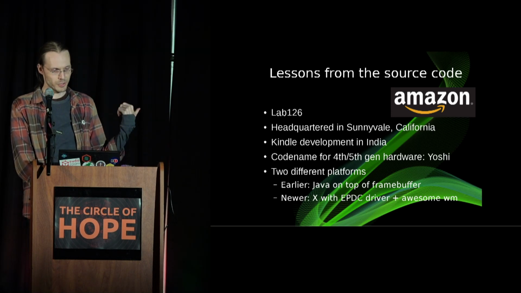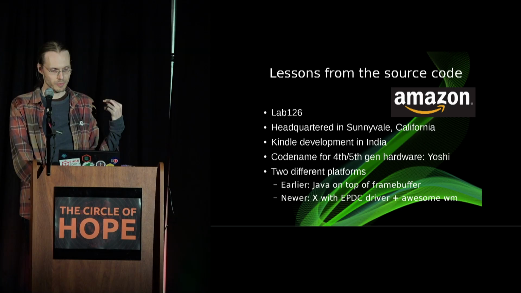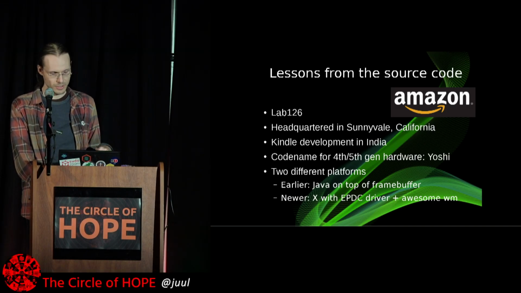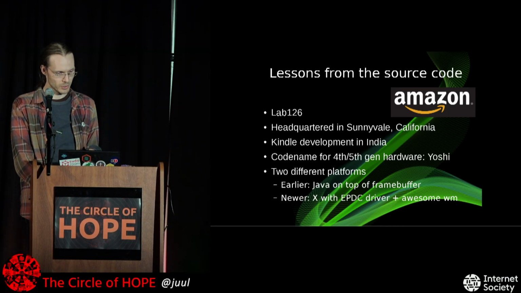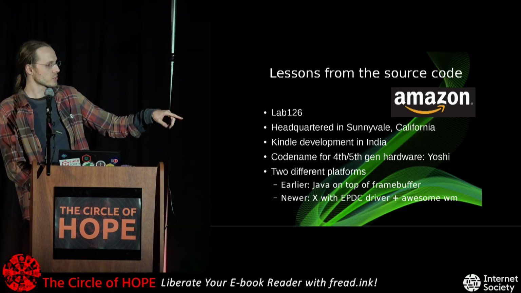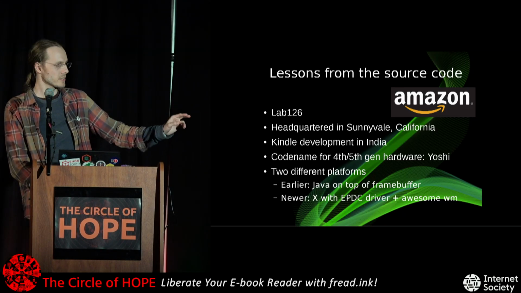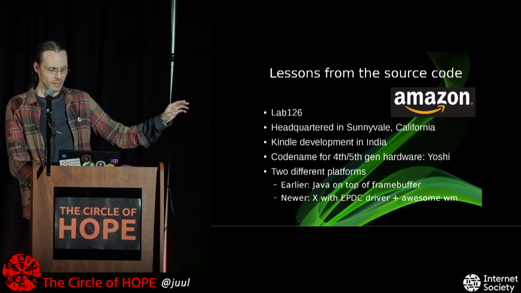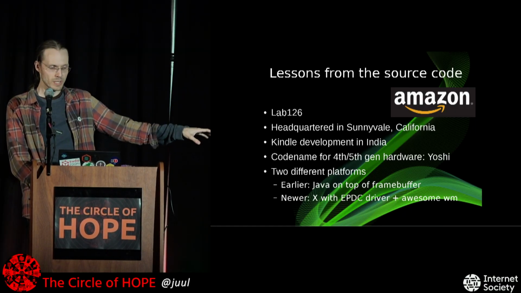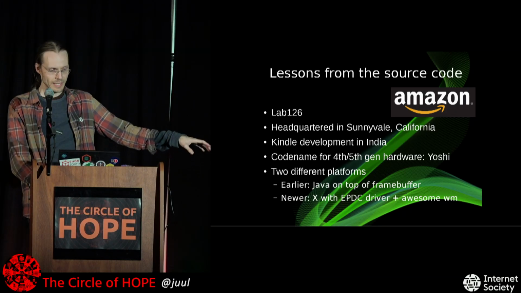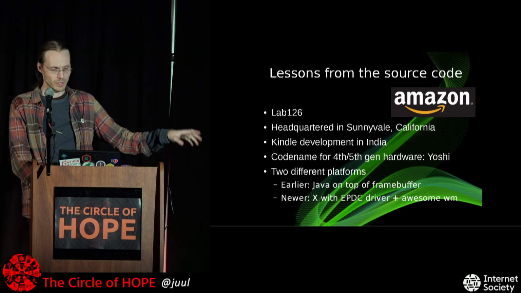Looking at this code, we learned that the code name is Yoshi, and there are all these interesting code names for the different products that are good to know. Then we also learned that there are 2 different versions. We saw that a little bit with Awesome being in one package and not the other. They used to run everything in this terrible Java environment on top of a frame buffer, and then later they switched to using X with the Awesome window manager.